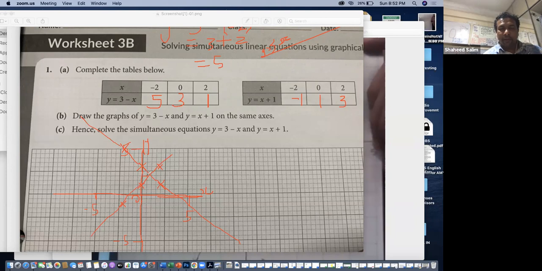Let me see down here is how much. This one is roughly 2. And this one is roughly 1. So it's 1, 2. Let us see whether you're correct. Yeah, I think you got it correct. 1, 2. Okay, the coordinate is 1, 2. That is where they cut each other.